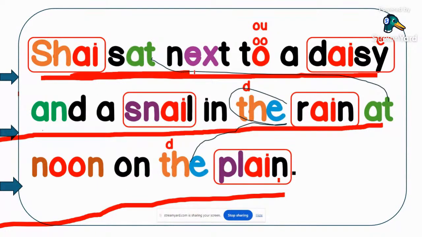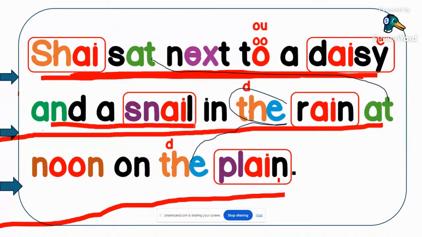She sat next to a daisy and a snail. Where did she sit? Next to a daisy and a snail, in the rain at noon on the plane. So she sat next to a daisy and a snail on a plane. That's where she sat. If you answer that, that is very good.